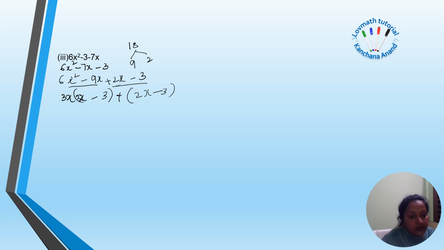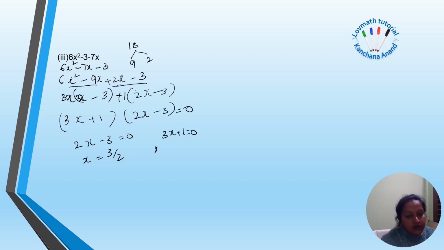So therefore the factors are 3x plus 1 and 2x minus 3 is equal to 0. Therefore 2x minus 3 is equal to 0, x is equal to 3 by 2. And when we take 3x plus 1 is equal to 0, this becomes x is equal to minus 1 by 3. So here alpha is 3 by 2 and beta is minus 1 by 3.